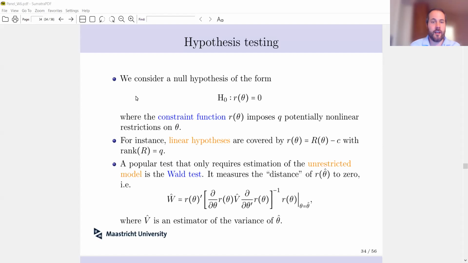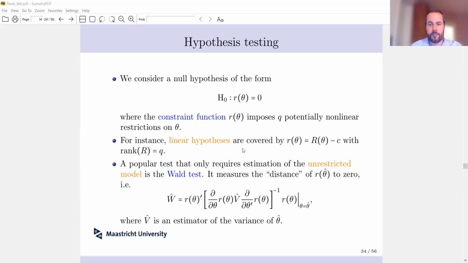So for instance, in nonlinear models, you would consider a null hypothesis of this form. We have some function of the parameter, some function of the true parameter, equal to 0. It's actually a very general way of writing constraints.